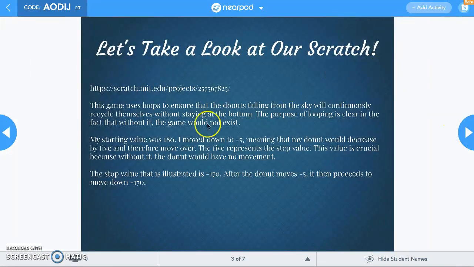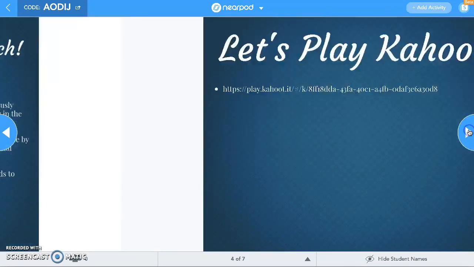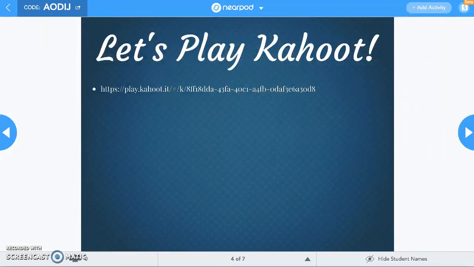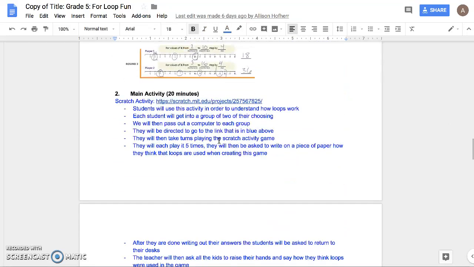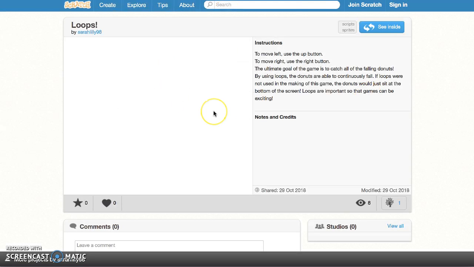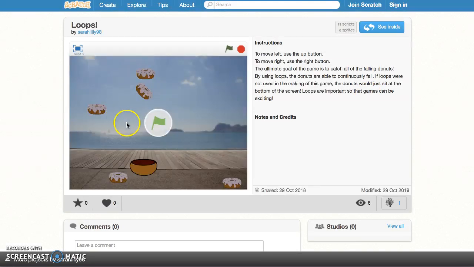It also provided many easy links for them that they could follow along with in order to be very engaged in our lesson plan. We then used a Scratch game, which was very fun for all the students to use. This showed them a very easy way that looping is involved and used in gaming.